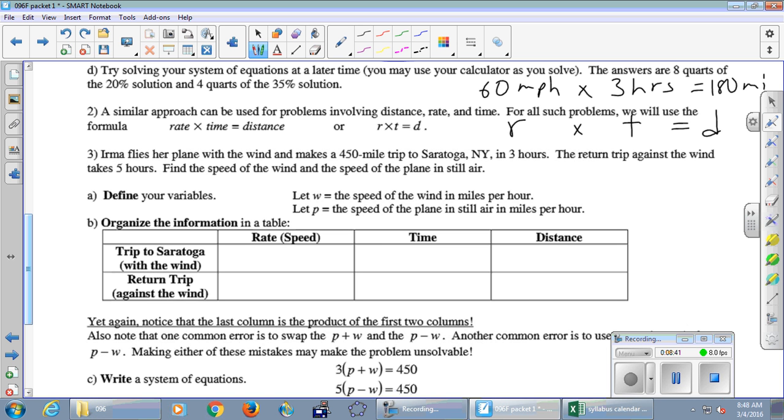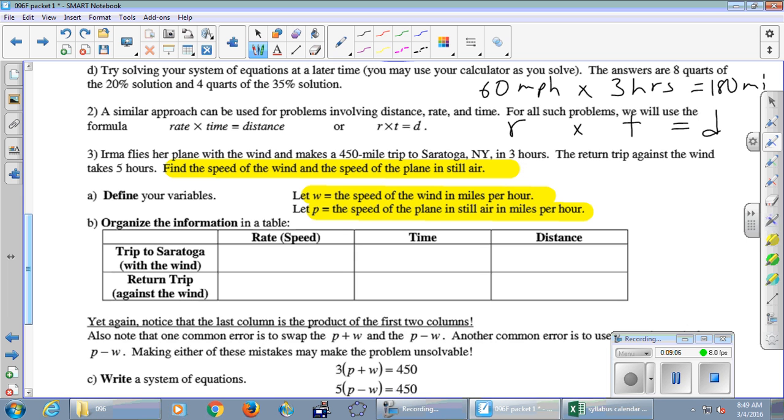We're going to find the speed of the wind and the speed of the plane in still air. That can't be any clearer in terms of what your variables should be. There they are: the speed of the wind is one variable, and the speed of the plane in still air is the other. It's really easy to neglect units. If you do that, you will lose a point. Don't do that. Miles per hour is the natural unit for these two speeds.